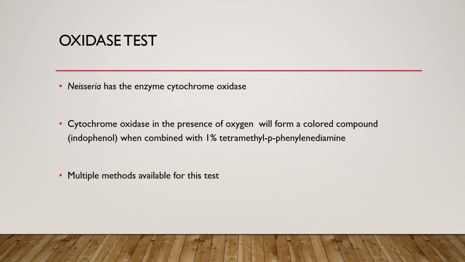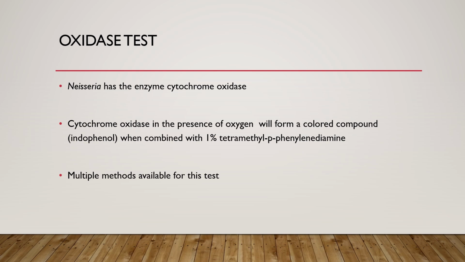I've mentioned the cytochrome oxidase test before, but it's been several units back, so let's go ahead and refresh our memory. Neisseria species and Moraxella are cytochrome oxidase positive. The enzyme cytochrome oxidase, in the presence of oxygen, is going to form a colored compound known as indophenol when combined with 1% tetramethyl-p-phenylenediamine. So organisms like staph and strep are negative for oxidase, and organisms like Neisseria, Moraxella, and non-fermenters are going to be positive for the oxidase enzyme.